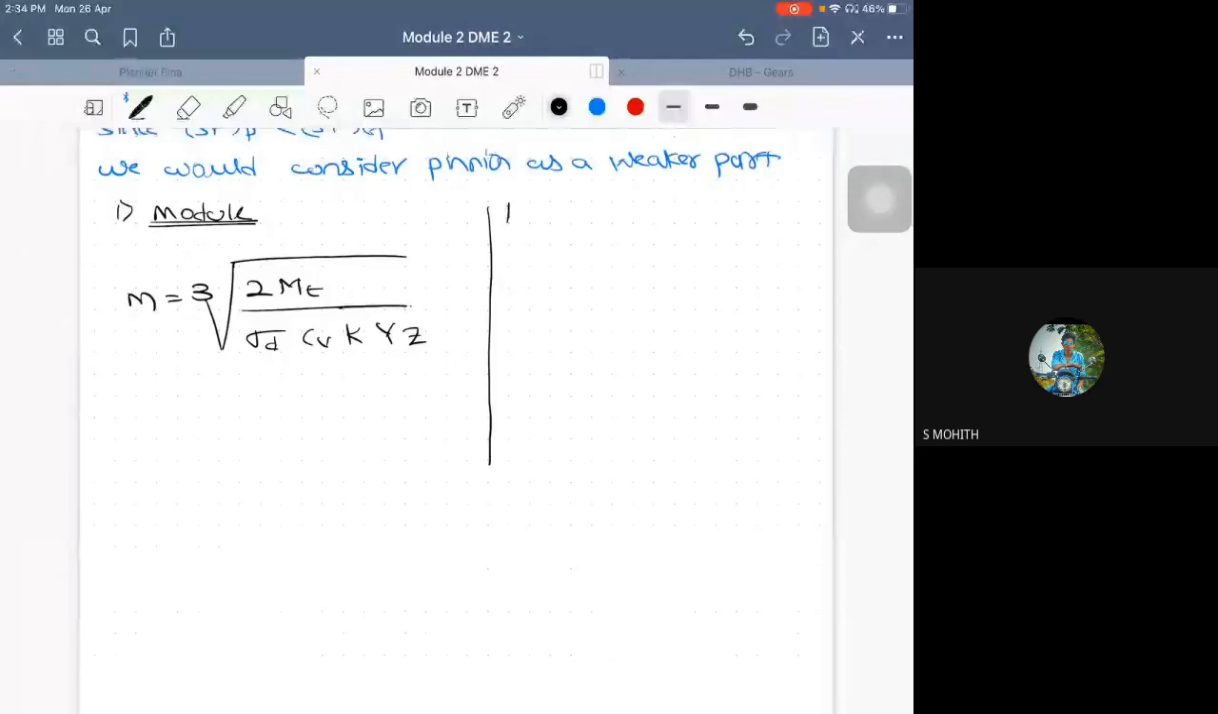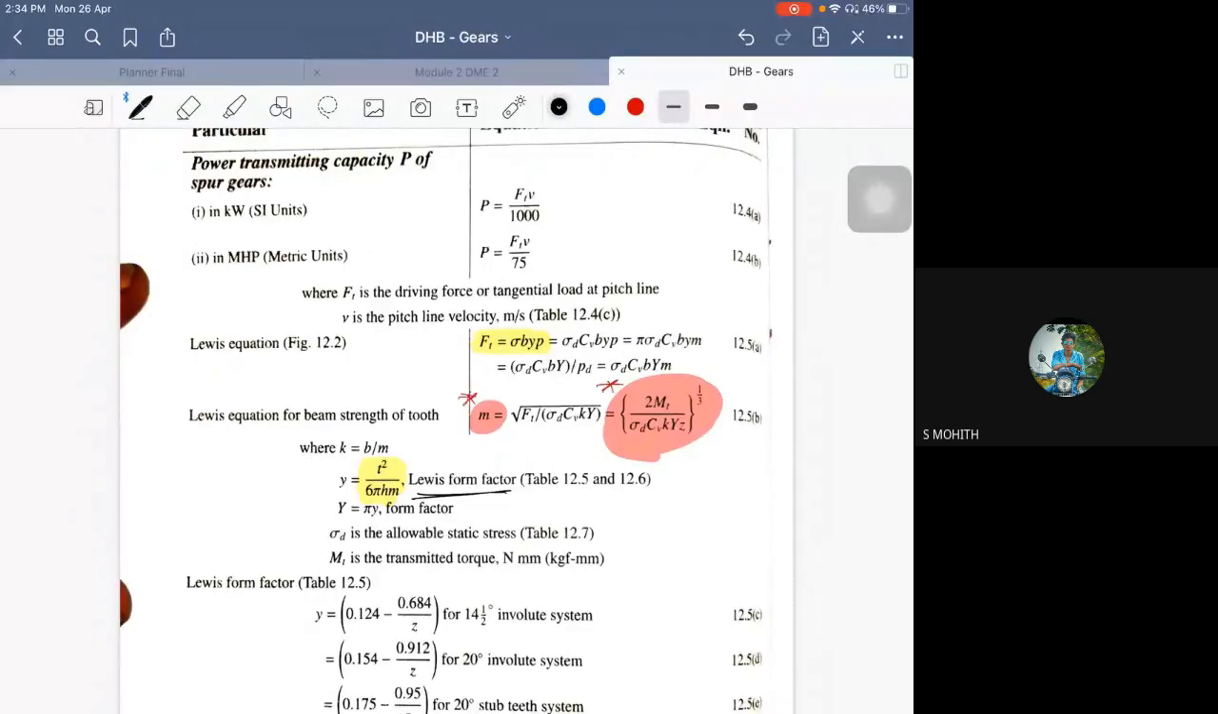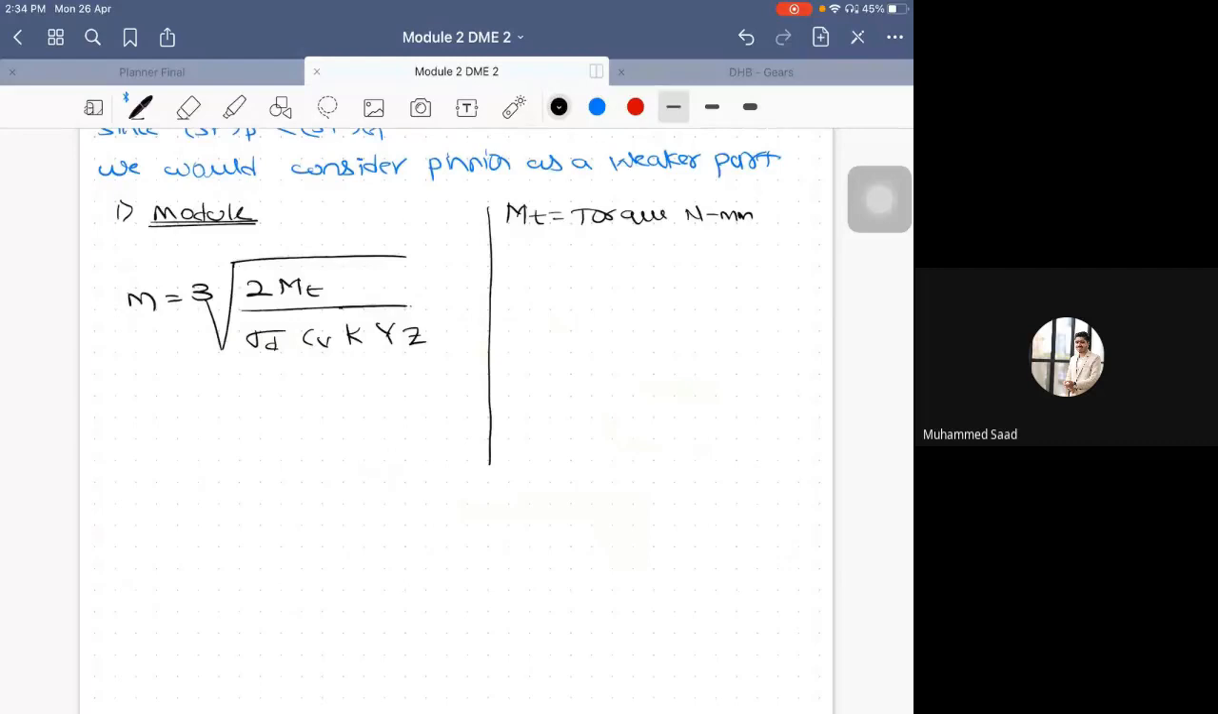So MT is nothing but torque, isn't it? In Newton mm, I guess, correct? Yes, sir. Newton mm. So he has given clearly here. Okay, it should be Newton mm. So how to calculate torque?